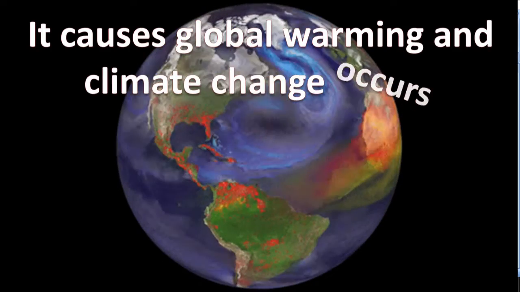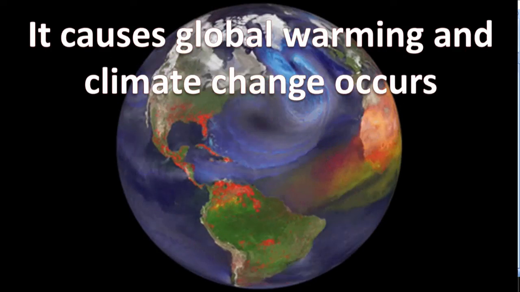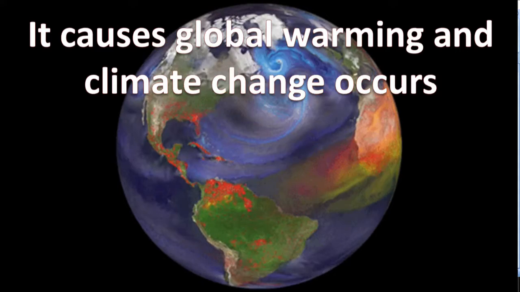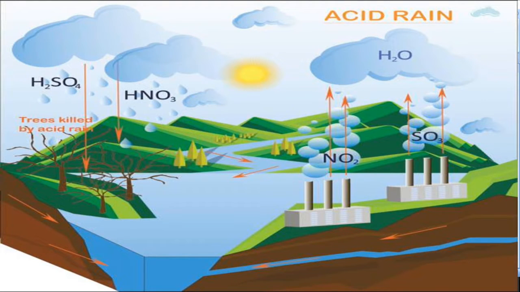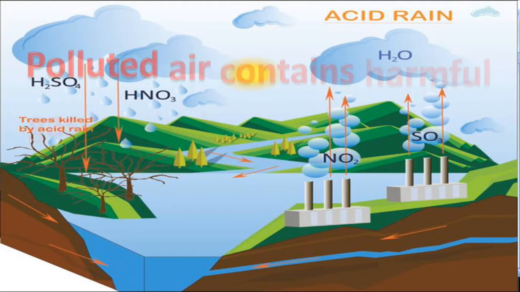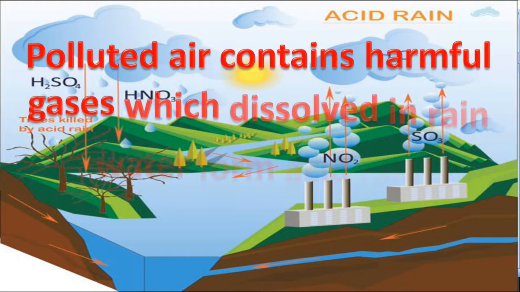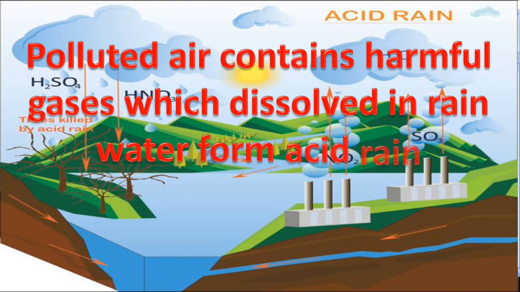It causes global warming and climate change occurs. Polluted air contains harmful gases which dissolve in rain to form acid rain. That polluted water contains oxides of sulfur, nitrogen, and carbon that make acid rain.